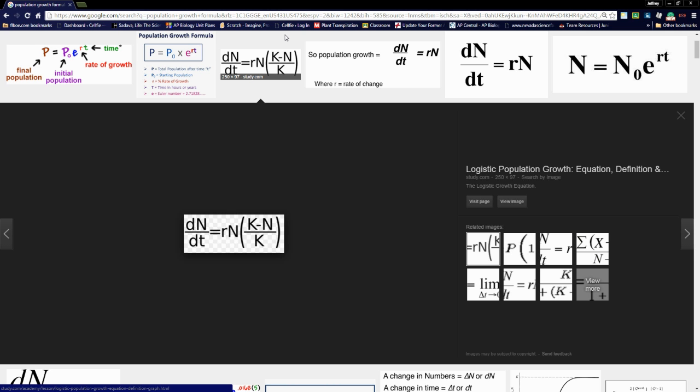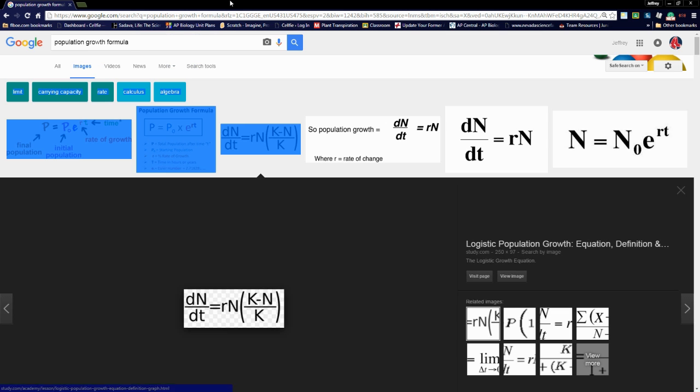K strategists don't have huge swings in numbers. K strategists live next to the carrying capacity. And in essence, K represents that carrying capacity number. How many organisms that environment can support. So you don't need to know that equation, but I just wanted to give you a little bit of an insight to where the R and the K come from.